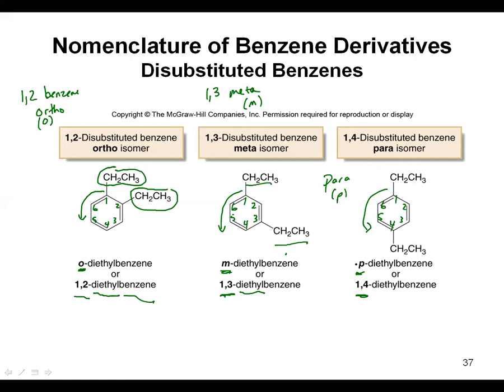In these particular examples here, the groups are the same. They don't have to be the same. So you can do something like meta-ethyl methyl benzene, or something like that. So they don't have to necessarily be the same group attached. More importantly, the ortho means you have a group at carbon number 1 and carbon number 2 in the ring. Meta means you have a group at carbon number 1 and carbon number 3 on the ring. And para means you have a group at carbon number 1 and carbon number 4 on the ring. So you should be familiar with those. Any questions on that?